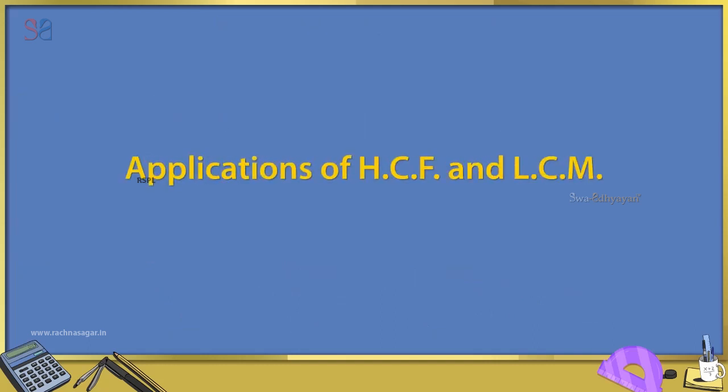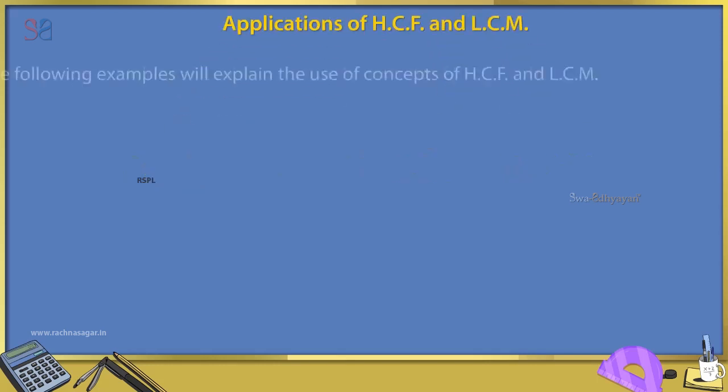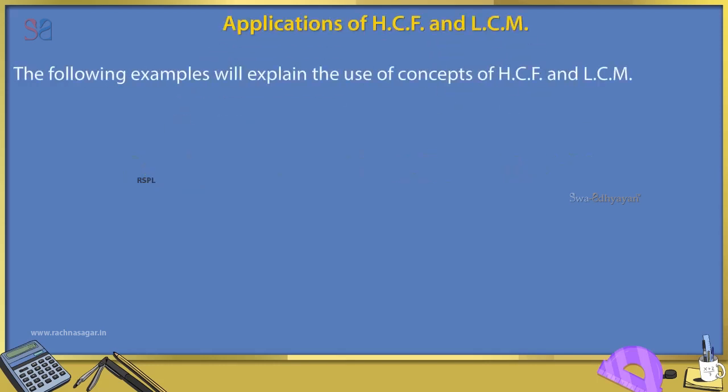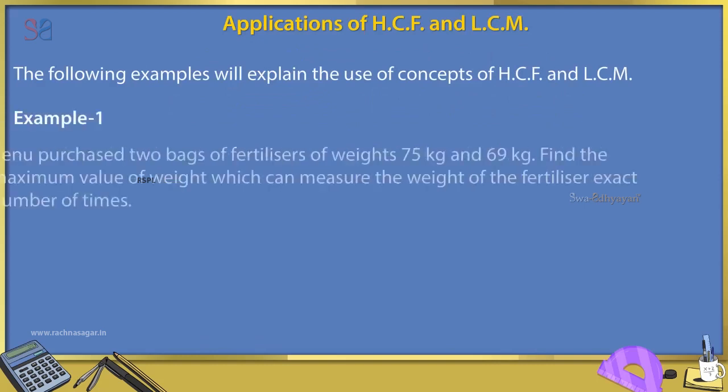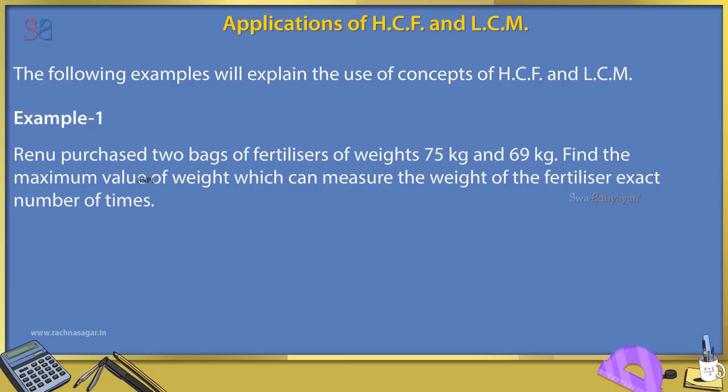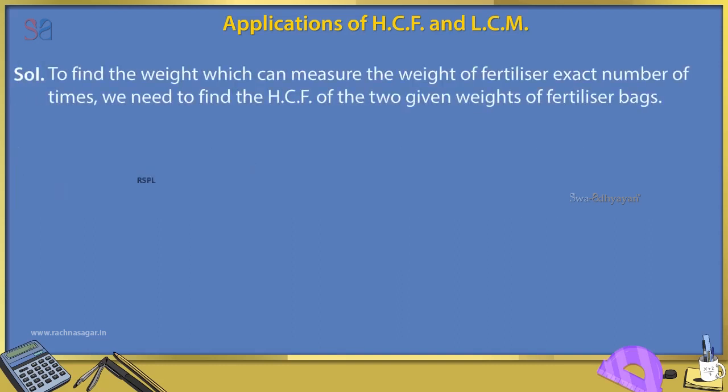Applications of HCF and LCM. The following examples will explain the use of concepts of HCF and LCM. Example 1. Renu purchased 2 bags of fertilizers of weights 75 kg and 69 kg. Find the maximum value of weight which can measure the weight of the fertilizer exact number of times. Solution. To find the weight which can measure the weight of fertilizer exact number of times, we need to find the HCF of the two given weights of fertilizer bags.